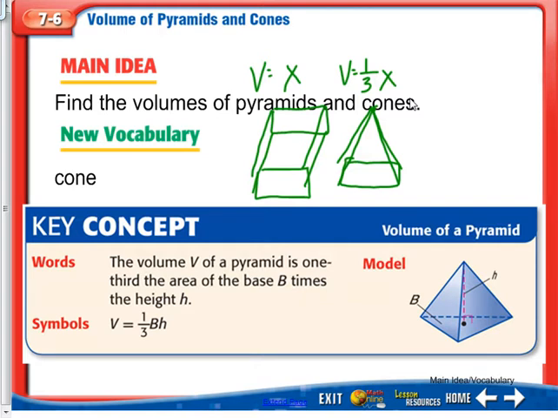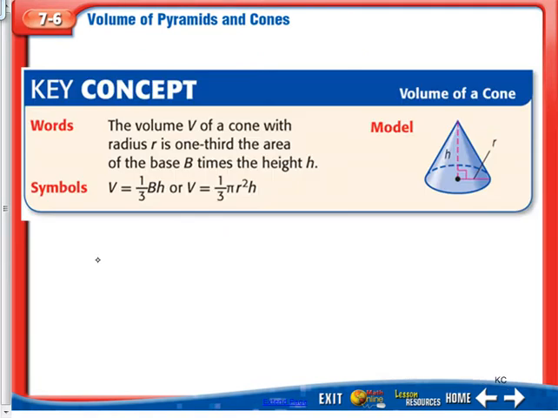If we think about our formula for the volume of a prism, it was volume equals area of the base times the height. So in order to find the volume of a pyramid, we would do volume equals 1/3 times area of the base times the height. Same thing with a cone. A cone is also 1/3 the size of a cylinder, so the formula would be very similar. It'd be 1/3 times area of the base times height. Well, area of the base is pi r squared, and then you have your height, so you have 1/3 pi r squared h.